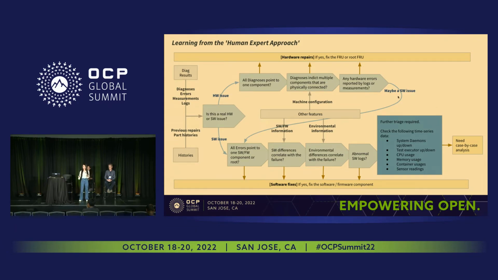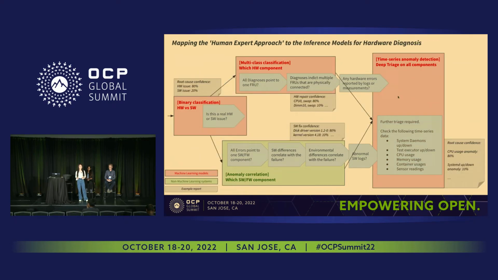So in summary, we try to automate all the steps above. And this is how we divide and conquer. The red boxes here are machine learning models, and the green one is a data mining algorithm. We start from deciding whether it is a hardware or software issue, which is a binary classification. If we believe it is a hardware problem, then the issue becomes a multi-class classification to identify the broken component among all the components on that device.